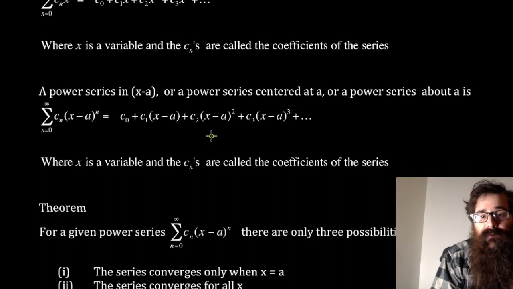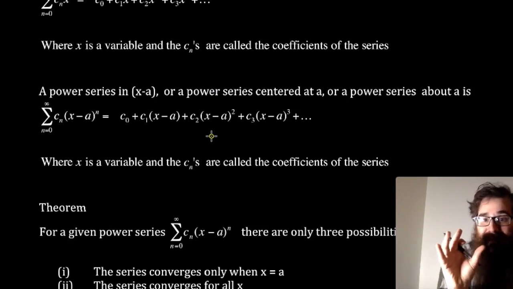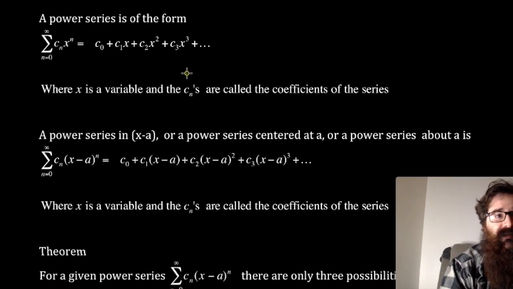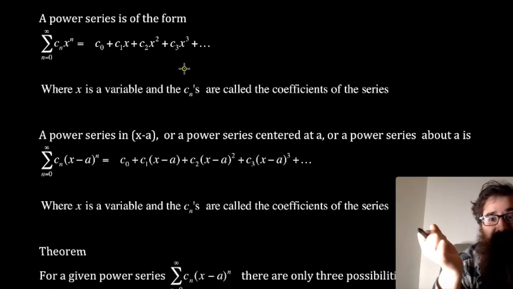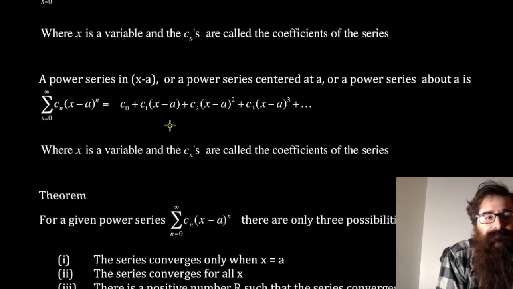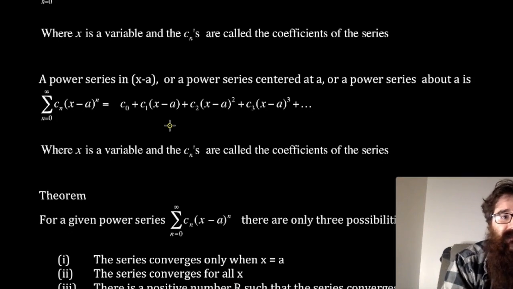It's very similar. Here we have the sum from n equals 0 to infinity of c sub n times parentheses x minus a, all to the power of n. And this is just going to be centered a bit differently, so now centered at some value a. We could actually say that the definition above is centered at a equals 0, but for some non-zero a, we would have c sub 0 plus c sub 1 times x minus a, c sub 2 times x minus a squared, c sub 3 times x minus a cubed. We're adding all of those. And again, x is a variable and the c sub n's are the coefficients.